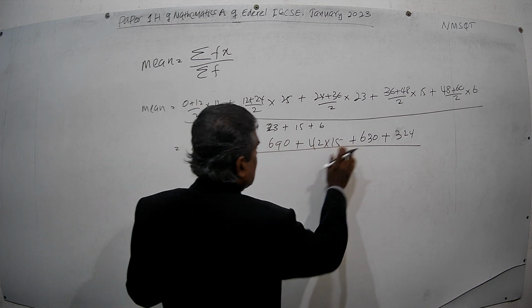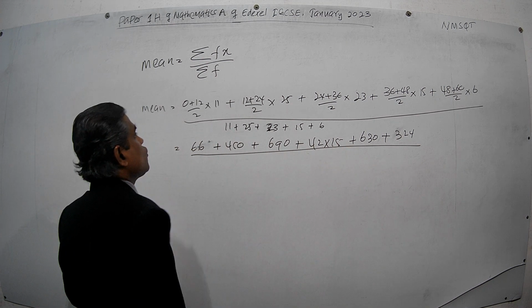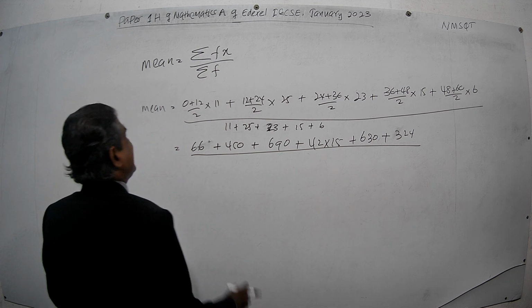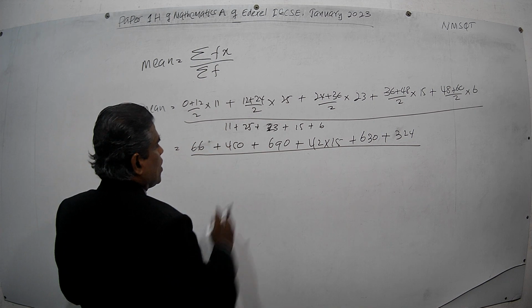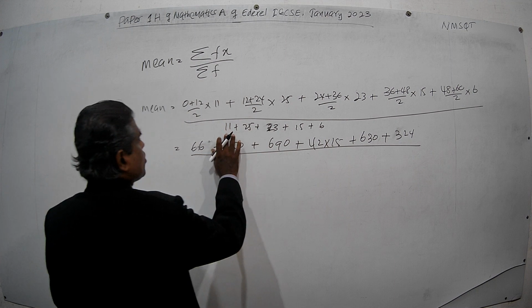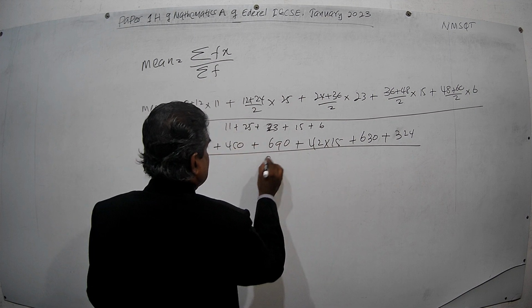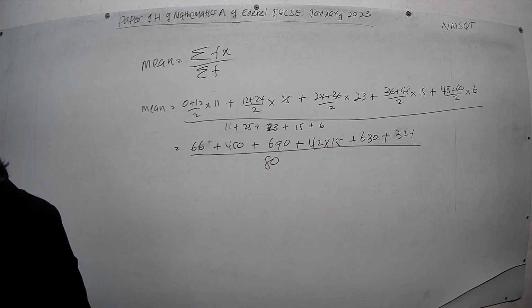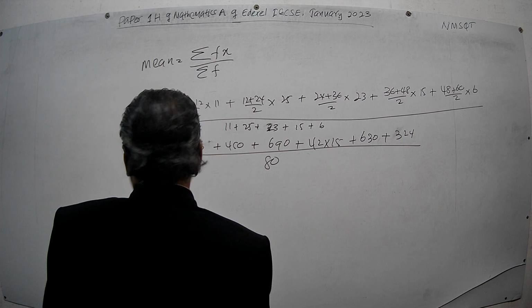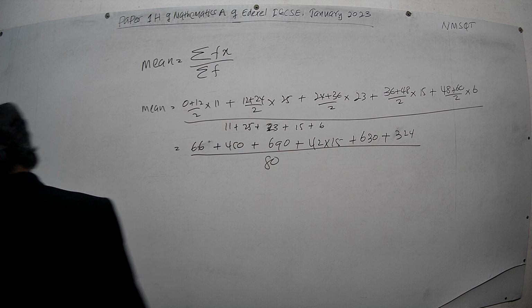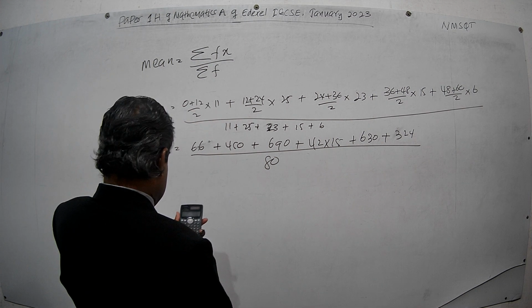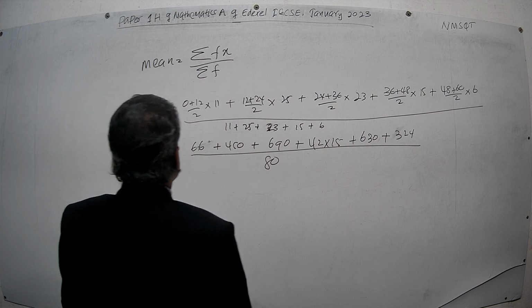line of values above this line is the sum of fx's, that is sigma fx. Then that is divided by the sum of the frequencies, which is 80, right? That is given at the top even in the question, that 80 students. Then divide this by 80.